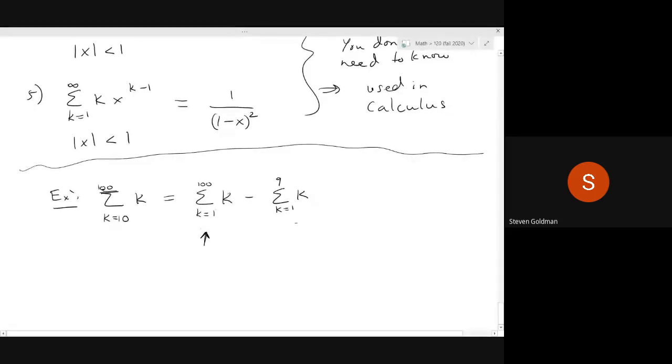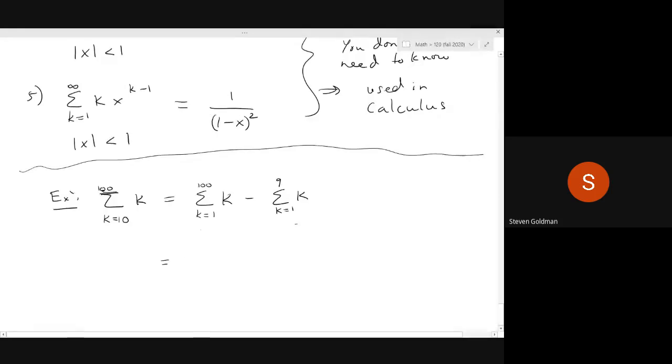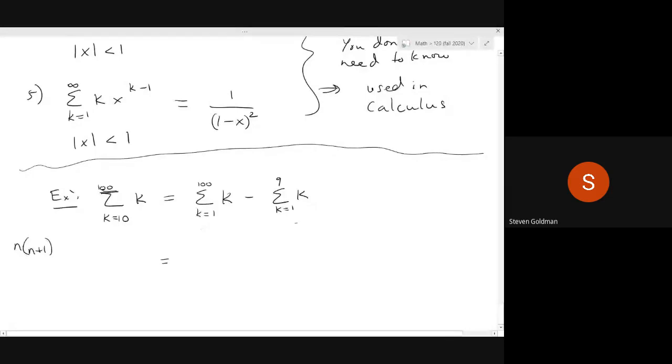It's got the numbers 1 through 9 in it, and I don't want those numbers, so I'm subtracting them off here. And by rewriting it like this, now both formulas here start from 1, both sums start from 1, and I can now use the summation formula for both. So this would be equal to, for the first one, n times n plus 1 over 2. Remember, it's n times n plus 1 over 2 for both of them.